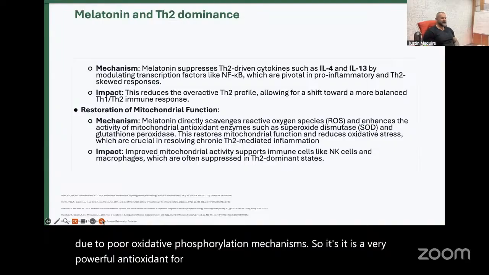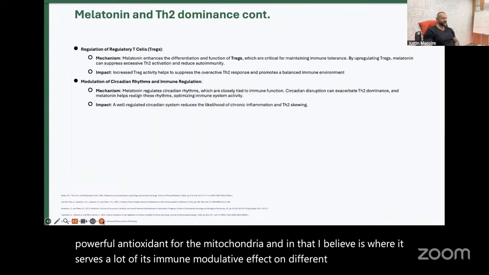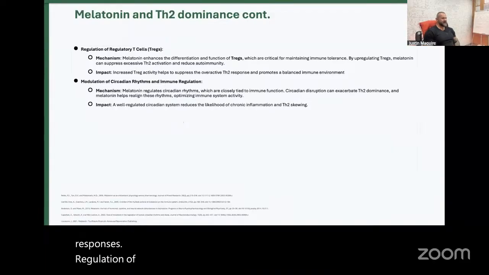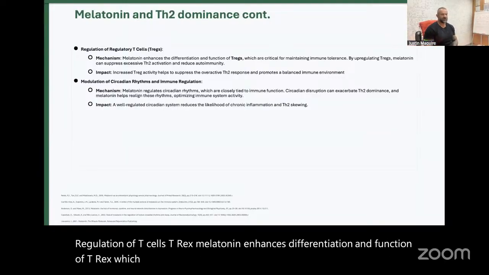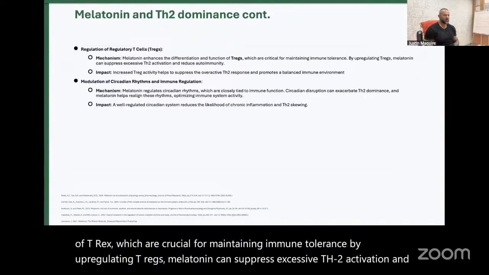And in that, I believe, is where it serves a lot of its immune modulative effect on different T helper cell responses. Regulation of T cells, Tregs: melatonin enhances differentiation and function of Tregs, which are crucial for maintaining immune tolerance. By upregulating Tregs, melatonin can suppress excessive Th2 activation and reduce autoimmunity. Again, it's contextual to the quantity.